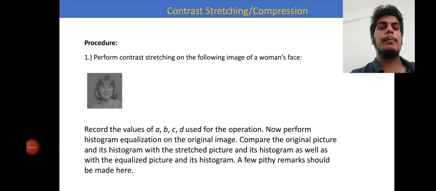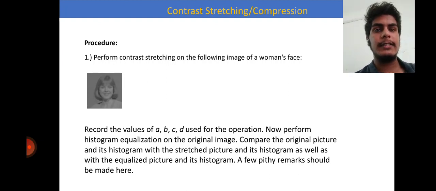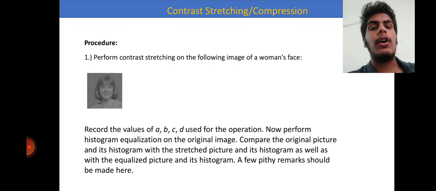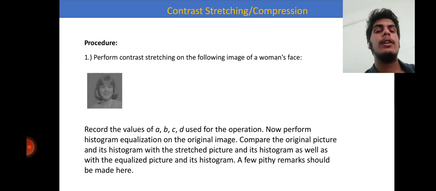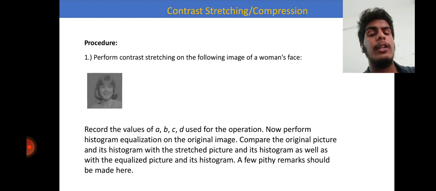Procedure: perform contrast stretching on the following image of a woman's face, and record the values of A, B, C, D. That means the limits we discussed before, used for the operation. Now perform histogram equalization on the original image and compare the original picture and its histogram with the stretched picture and its histogram, as well as with the equalized picture and its histogram. Here we are comparing each image. A few remarks should be made here.